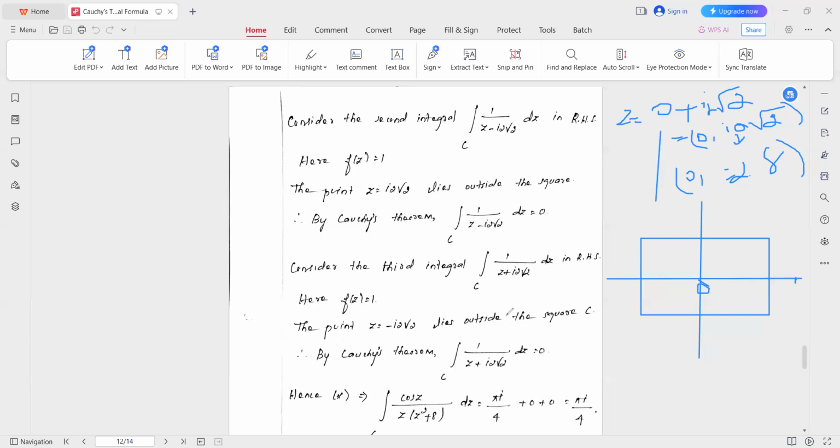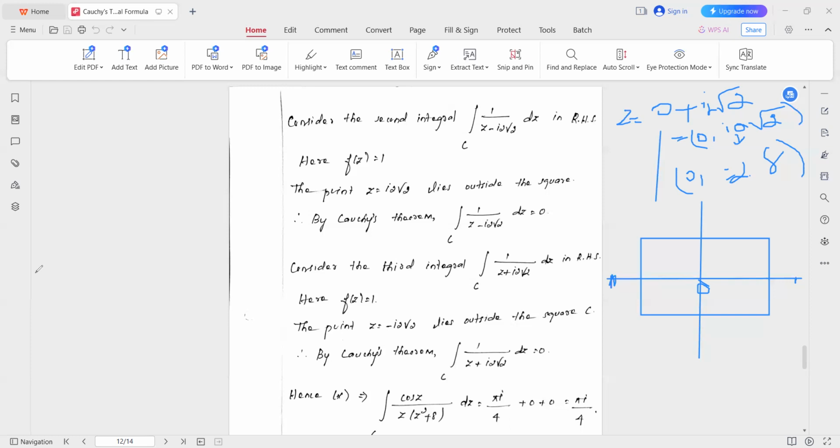Next consider the third integral. Here the analyticity fails at minus i root 2. Similarly, minus i root 2 is equal to 0 comma minus 2.8. So minus 2.8 is somewhere here. This also lies outside the square. So therefore, by Cauchy's theorem, this integral value is also 0. So except for the first one, the second integral and third integral will become 0.